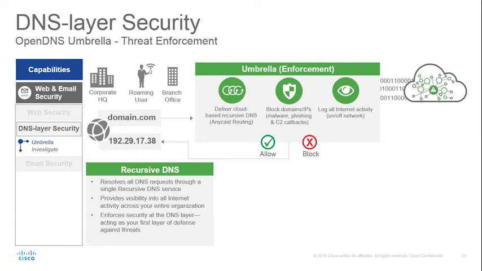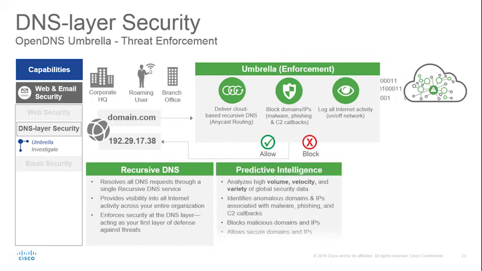OpenDNS arrests attacks earlier in the kill chain. Enforcing security at the DNS layer prevents malicious IP connections from ever being established, or a malicious file from ever being downloaded. This same DNS layer of network security can contain malware and any compromised system from exfiltrating data. Command and control (C2) callbacks to the attacker's botnet infrastructure are blocked over any port or protocol.